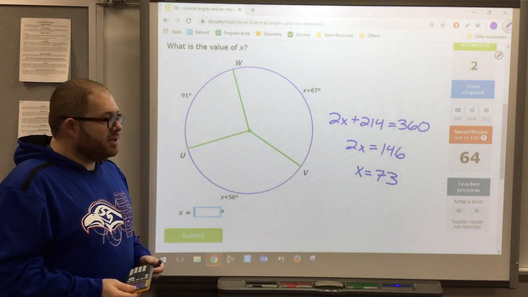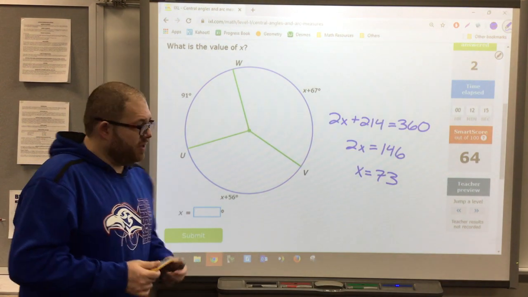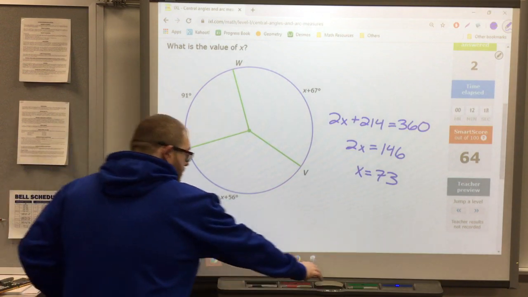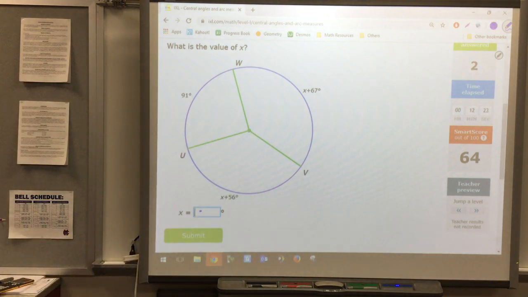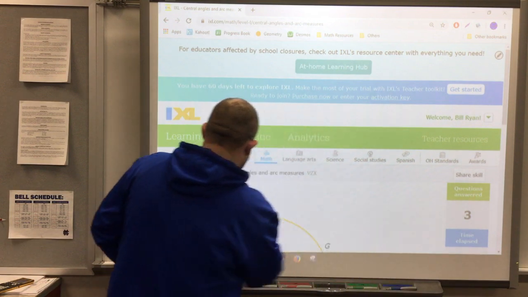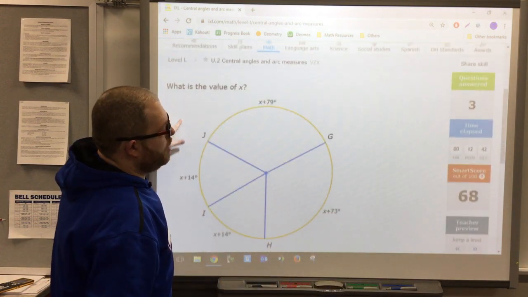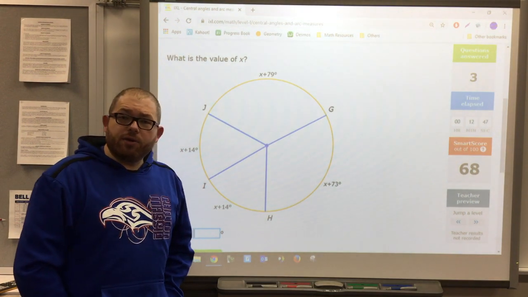So I'm going to type in 73. We will verify that our score goes up, and that will be the end of this section. And there you go, guys. You can see that the score improved. That means that we got it correct.